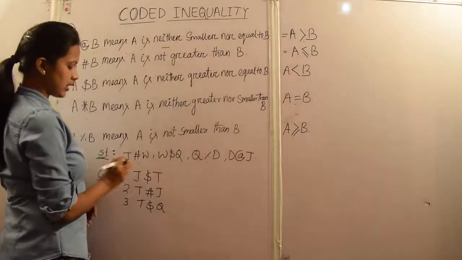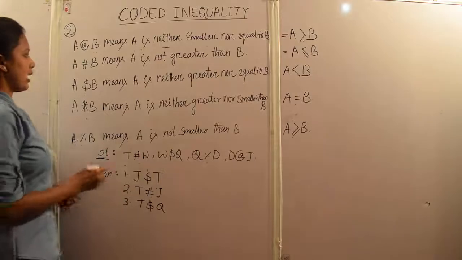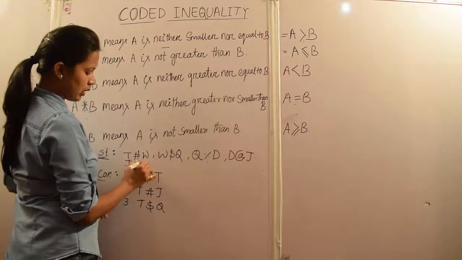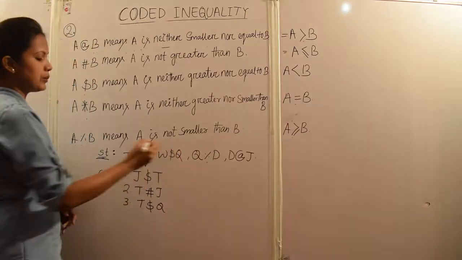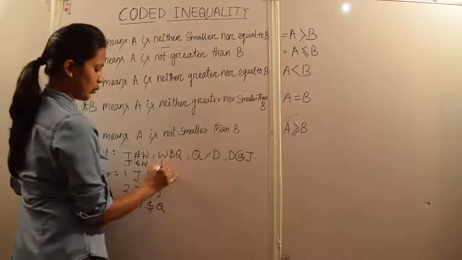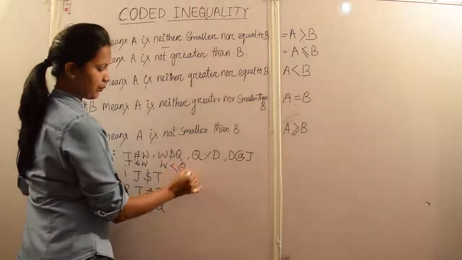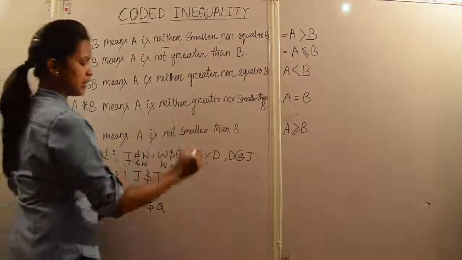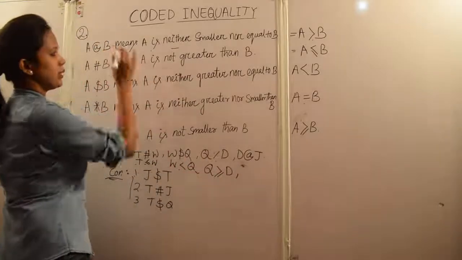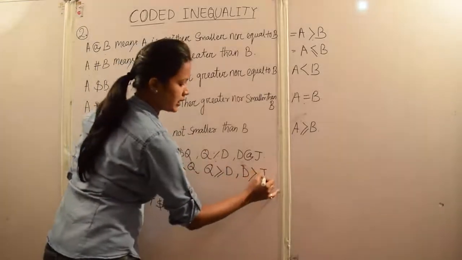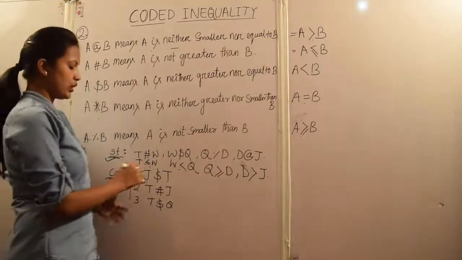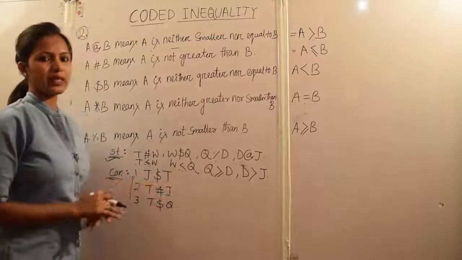Then in the equation it is given T#W. Here hash represents the less than or equal to symbol, that is T less than or equal to W. Then W$Q. That means dollar represents the less than inequality, that is W less than Q. Then Q percentage D means Q is greater than or equal to D. Then D@J means D is greater than J. Now these are the small equations. To derive the conclusion from this statement we need to combine the small equations to form a single statement.